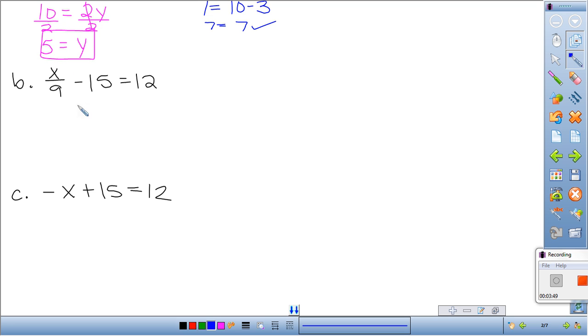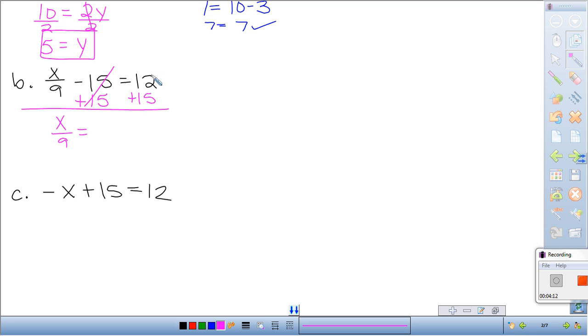b is x divided by 9 minus 15 equals 12. So again, we have to undo the two things happening to x. It's being divided by 9, and we're subtracting 15 from it. So start with adding or subtracting. So we're going to add 15 to both sides to undo this subtracting 15. So those cancel. I have x divided by 9.